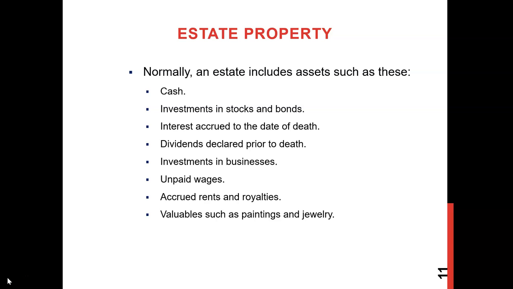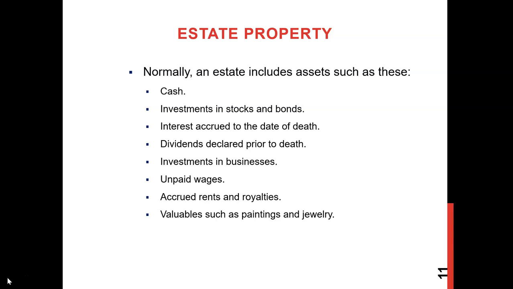So some common examples of the property or the estates are cash, or any investment in stocks and bonds, or any accrued interest, or any type of dividend that was declared before the person's death, or any type of investment in any business, or the deceased person could work for a company and was entitled to receive salary and wages, or any accrued rents or royalties, or it could also be some sort of valuable property such as paintings or jewelry.